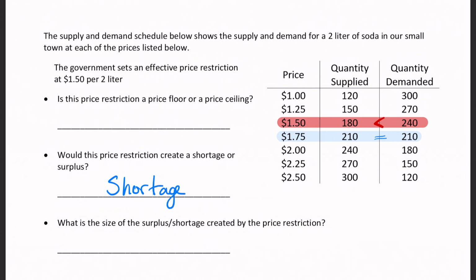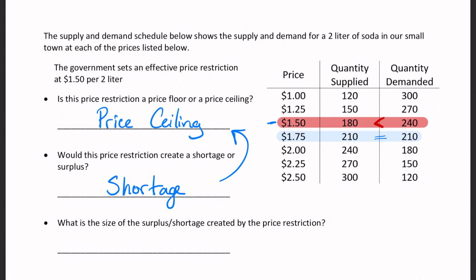Now, we can go back and look at this first one in 2 different ways. We can say we know that shortages are caused by what, or we can say because it's set at $1.50, it's set below our equilibrium price, we know this restriction is keeping us from going up in price to our equilibrium. And what keeps us from going up, a floor or a ceiling? Well, it's a ceiling. A ceiling keeps us from rising. And so in this case, a price ceiling is set, and we know that price ceilings create shortages. And so that checks out.